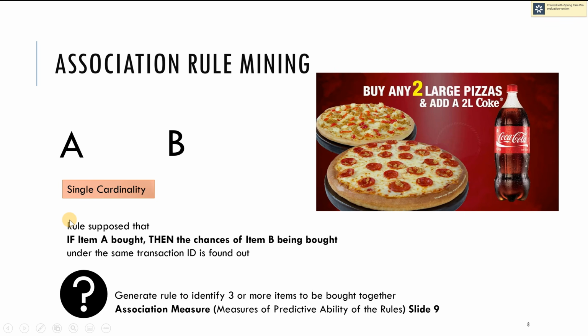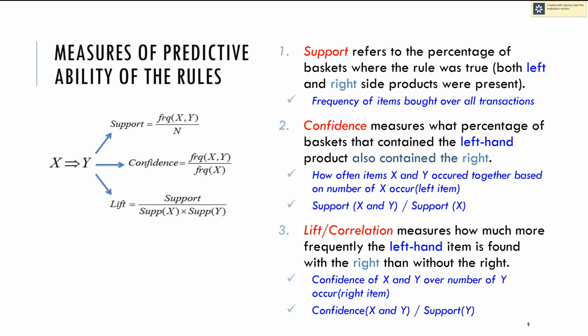Right, from here, if you take a look at the association rule mining of these two items, we know that we can generate a rule from these two items. But then, what about generating a rule to identify 3 or more items to be bought together? Meaning, which are the best rules? So we are going to use the association measures that are support, confidence, and also lift correlation.